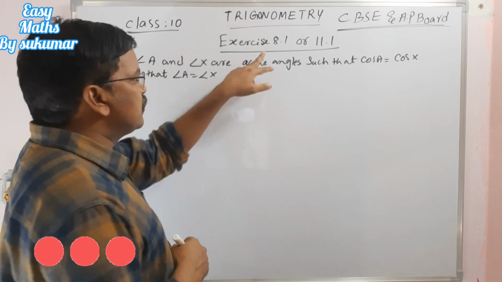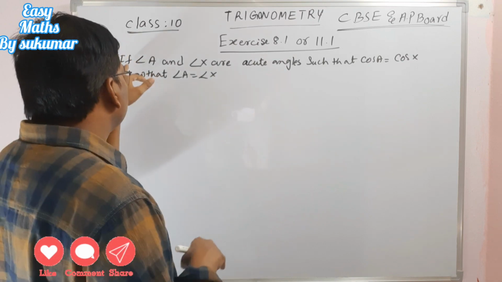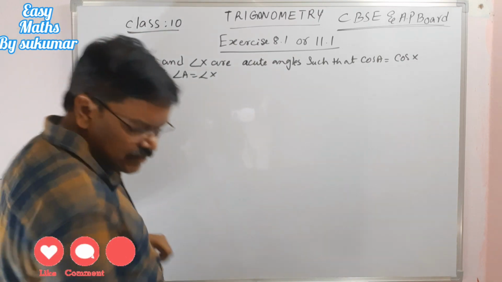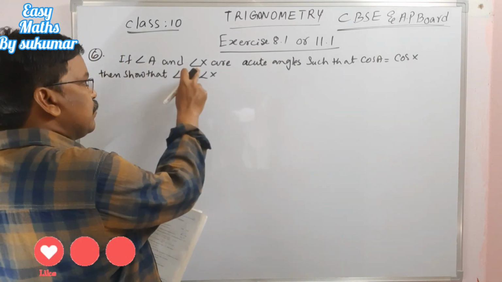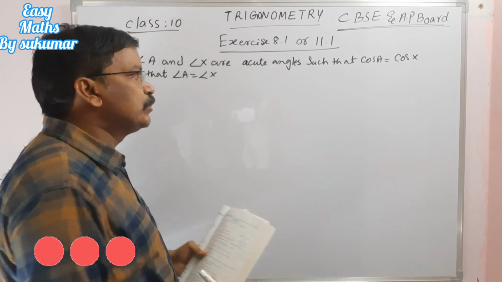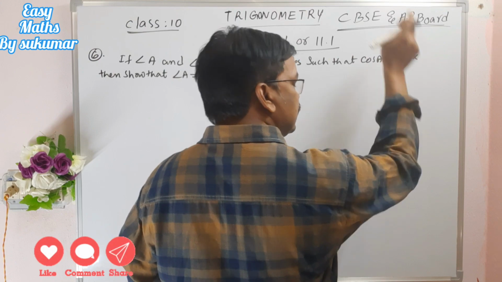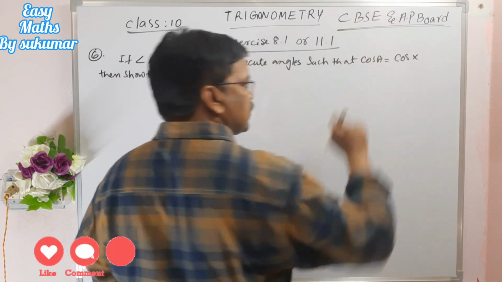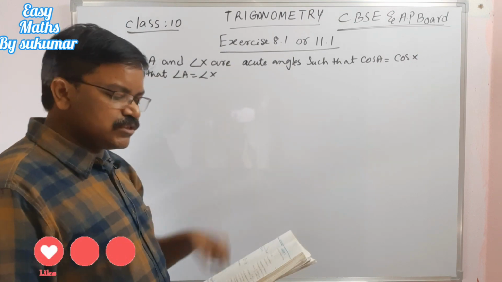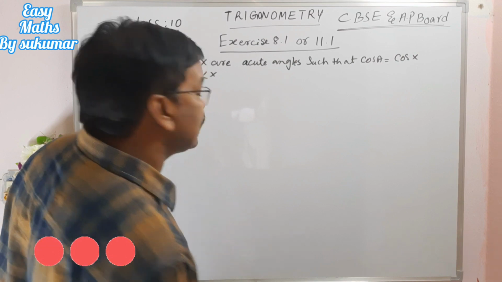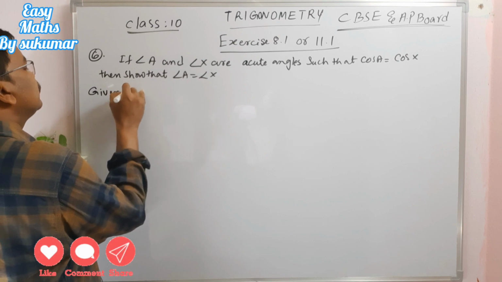Sixth question, for CBSE and AP board students, the question number is also same. The only thing is, in the CBSE textbook, angle A and angle B are acute angles, such that cos A is equal to cos B. Here it is given angle A and angle X are acute angles, such that cos A is equal to cos X. Then show that angle A is equal to angle X. In the CBSE textbook, angle A is equal to angle B.